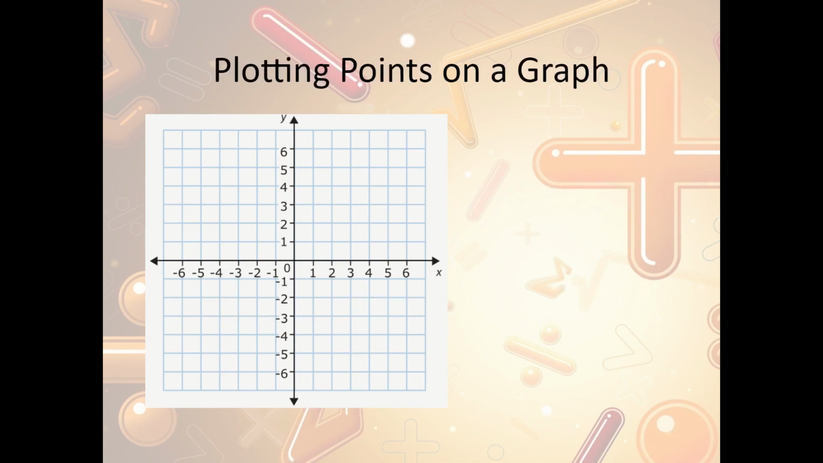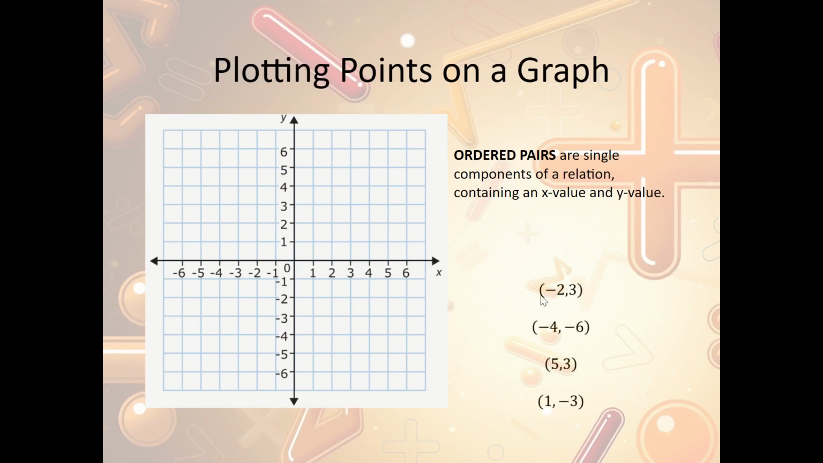Now, how do we plot points on the graph? Well, first of all, we're given ordered pairs. Ordered pairs are single components of a relation containing an x value and a y value. What that means is we're given an x and a y. For instance, this is an ordered pair, -2, 3. The way this works is my x goes first and then my y. If you have trouble remembering that, just remember that they go in alphabetical order. So x, then y.